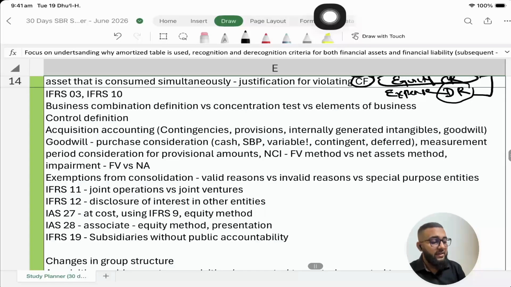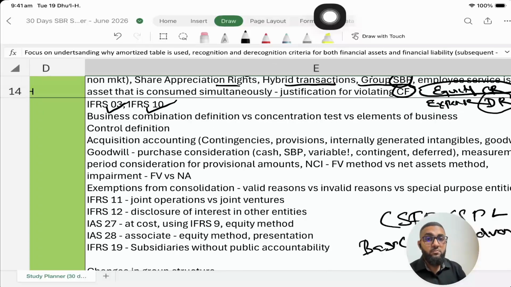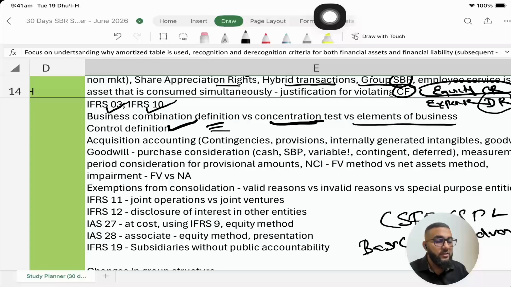Now, what are the standards that are being covered? There's IFRS 3 and IFRS 10. Very important standards, ones you've already looked at in your FR level as well. So here: business combination definition versus concentration test versus elements of a business. What is a business combination? What's a concentration test? What are the elements of a business? What's the control definition? What are the 3 criteria that need to be met in order to have control?